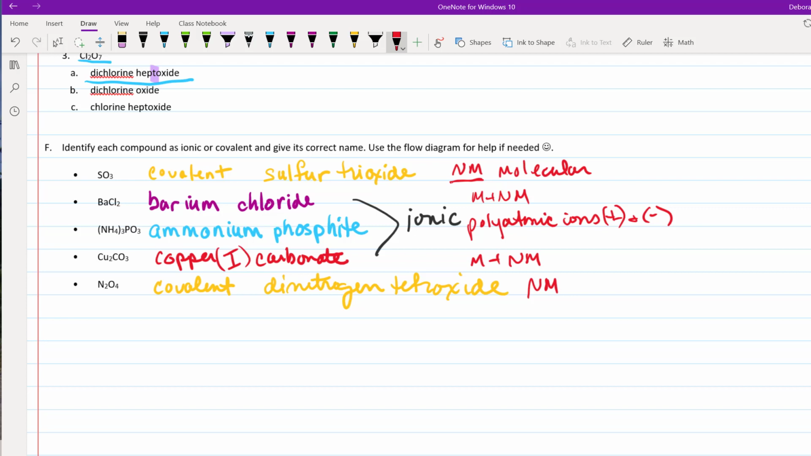Copper 1 carbonate. I hope you remembered your Roman numeral on that one. Copper is in the transition area, so it requires that Roman numeral. Not all do, but most of them do require Roman numerals for their variable charges. And lastly, you have a covalent molecular compound, dinitrogen tetroxide. And again, that A is dropped between the tetra and the oxide part of the name. I hope you did well on these, and that ends this part 1 set of videos.